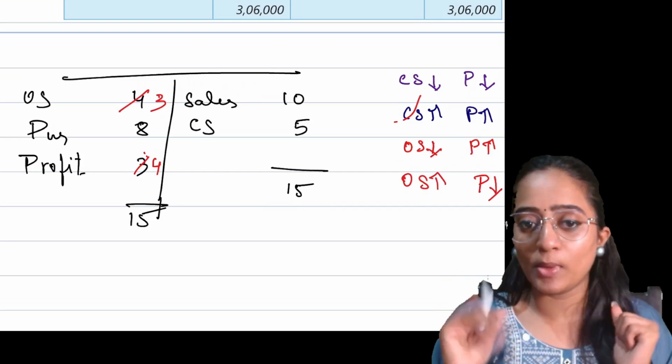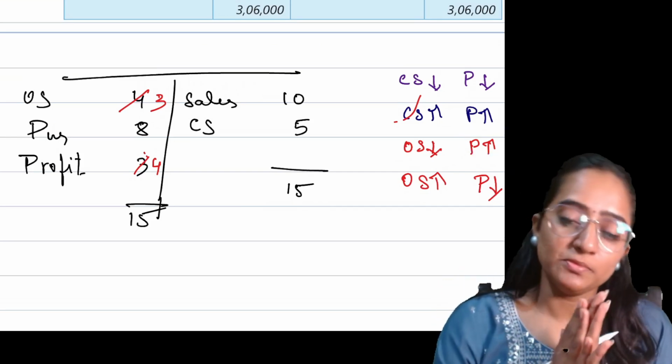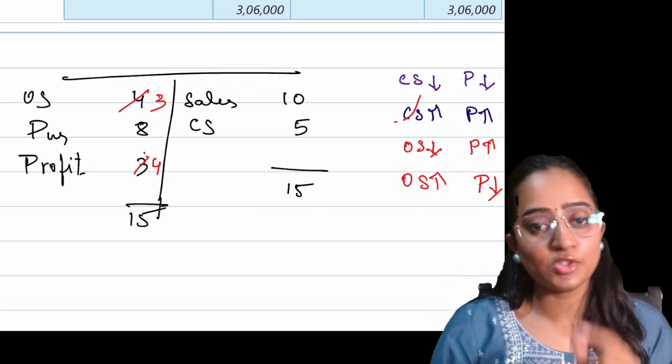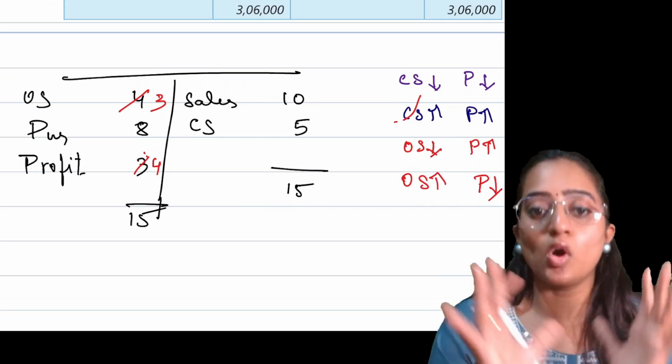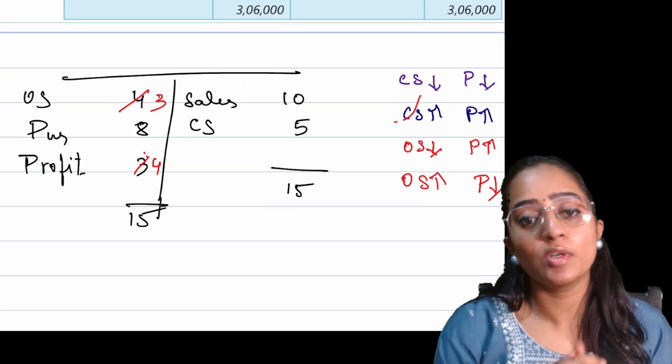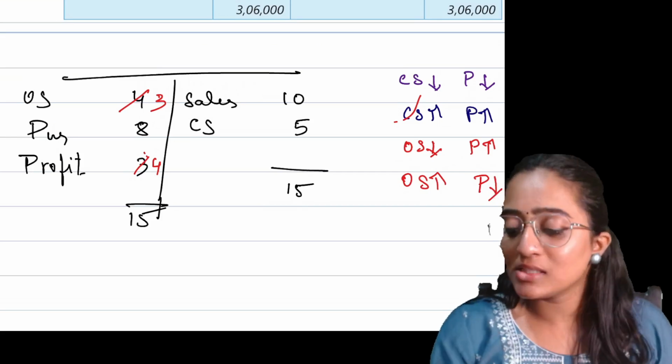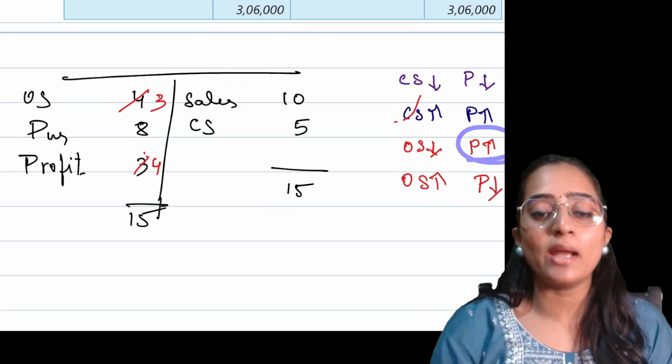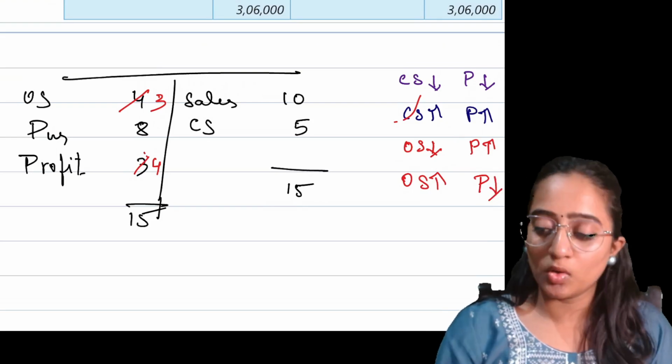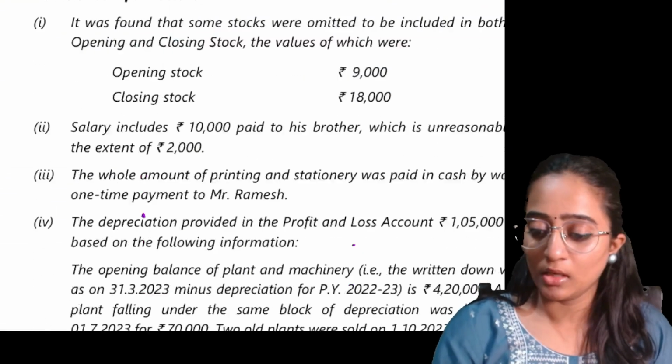I'm just looking into the effect on my profit, no? Because all of us know in your PGBP computation, in the majority of the questions, your starting point is always going to be net profit. And if that is the case, net profit means you have to add back. No? That is what you're looking into in this question. Clear?